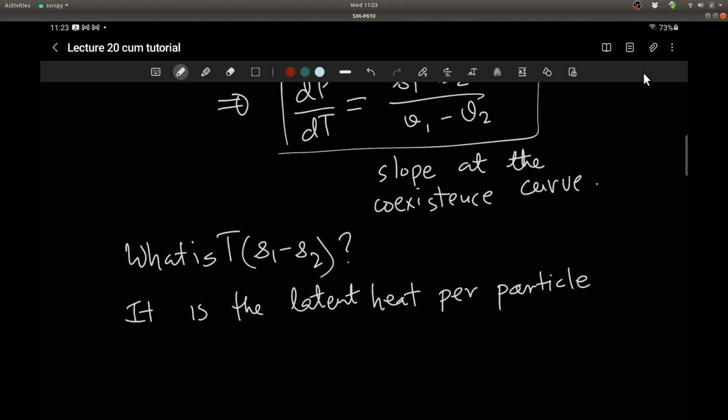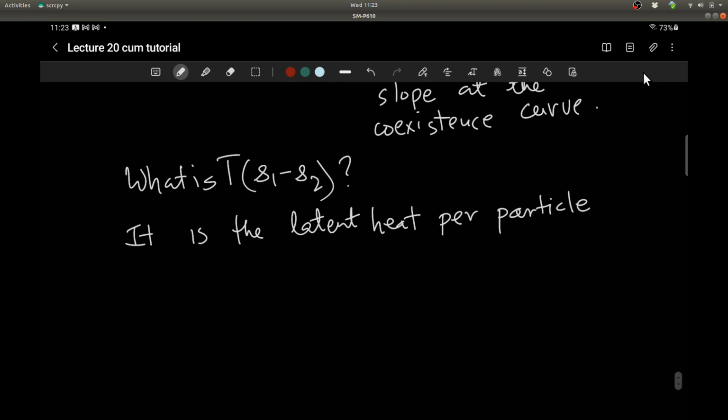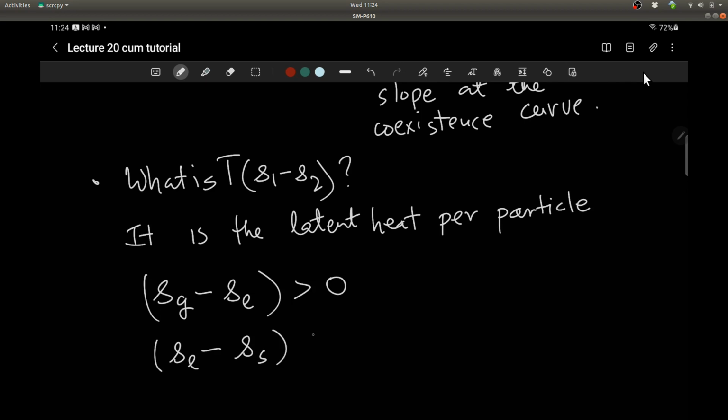Okay, yes. So we know something. We can also work out the sign. I need to work out the sign of this thing. So let's say I will make choices now. S gas minus S liquid is greater than 0, right? Because to convert a liquid, we have to give that latent heat. Similarly, S liquid minus S solid is also greater than 0.